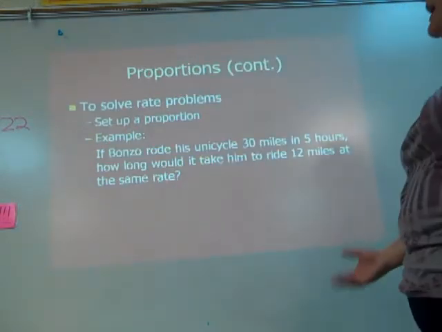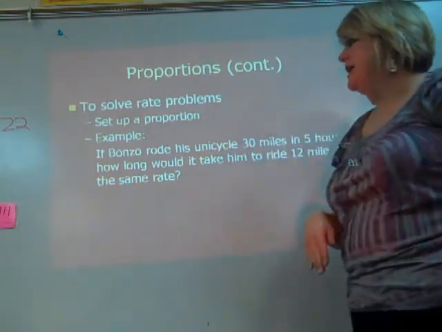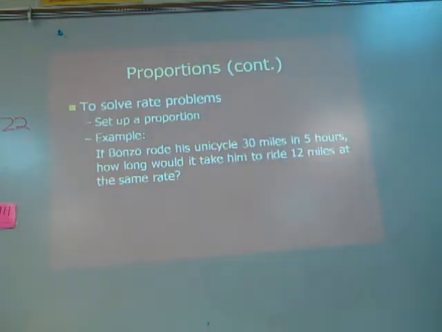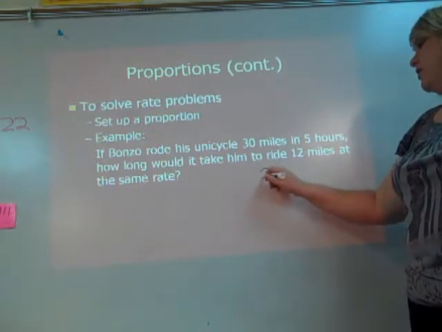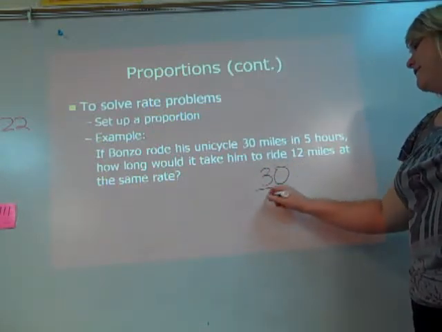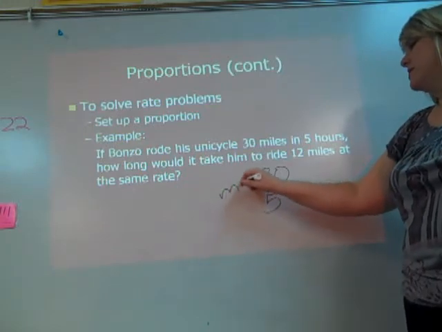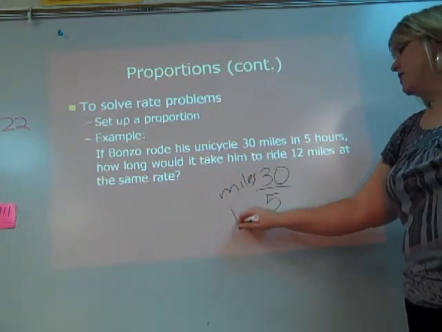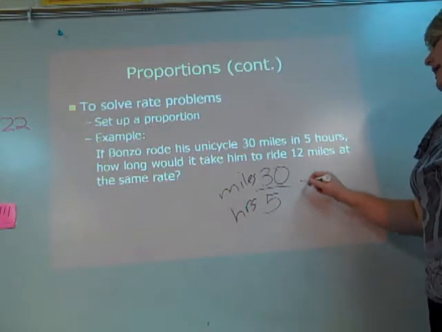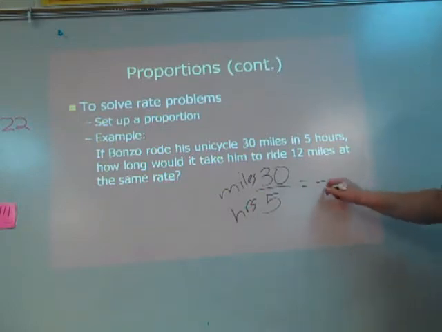To solve a rate problem, set up a proportion. If they tell you the rate that someone is doing something and then they ask you to figure out a certain amount of time if they continued at that rate, you're going to set up a proportion. So Bonzo rode his unicycle 30 miles in 5 hours. I'm putting miles on top, hours on bottom. How long, so they're asking me for hours, would it take him to ride 12 miles at the same rate?